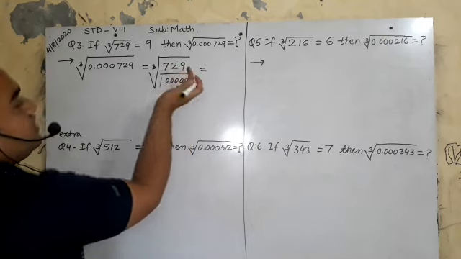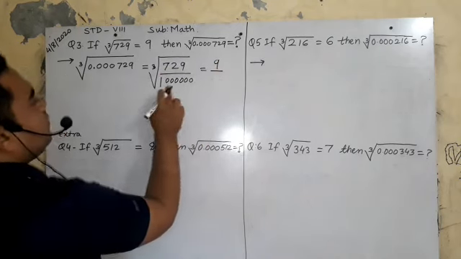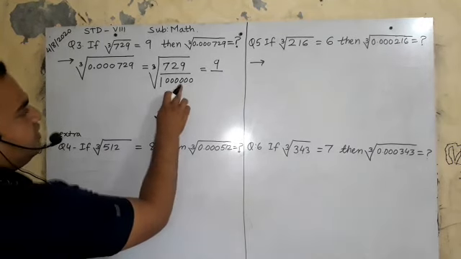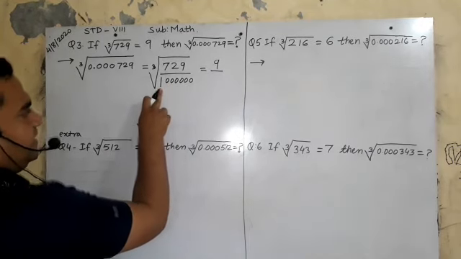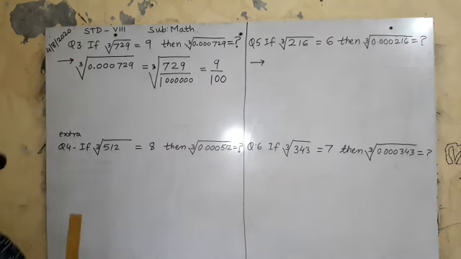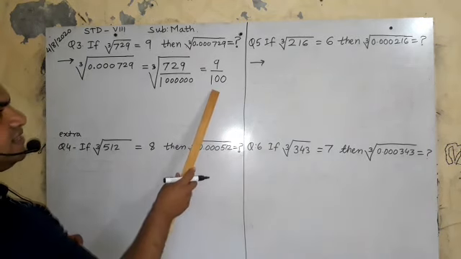What is the cube root of 729? 9. And what is the cube root of 10 lakh? Unit, 10, 100, 1,000, 10,000, lakh, 10 lakh. So it will be 100. Is it clear? So my dear students, this will convert, you had learned this in 6th standard.